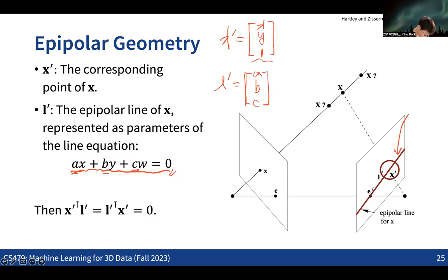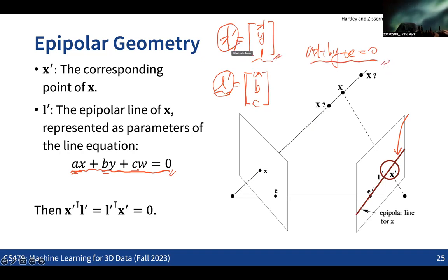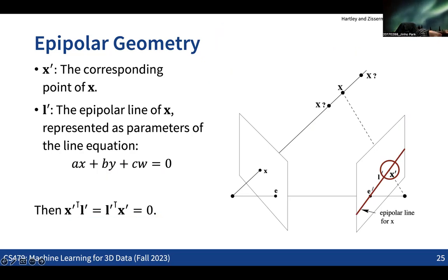Then what this means is that x prime should be one of the points on the line l prime, which means that if we compute ax + by + c, this should be 0. So if we represent each of x prime and l prime as 3-dimensional vectors, their dot product should be 0. So far so good, nothing complicated here. That's how we define the epipolar line.